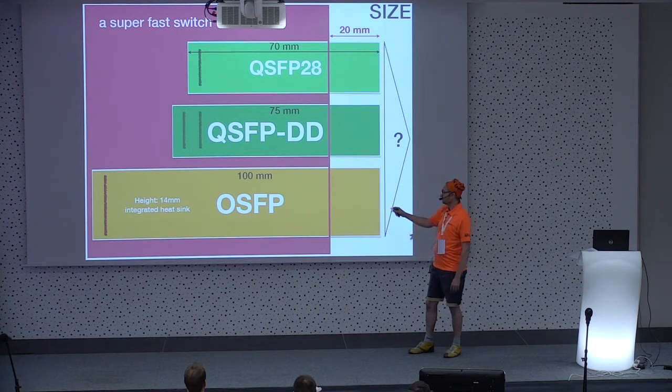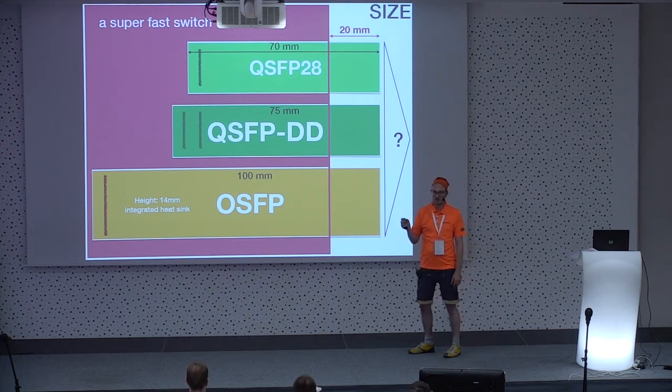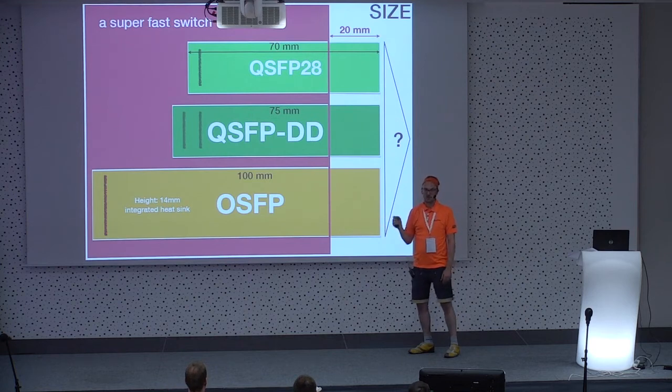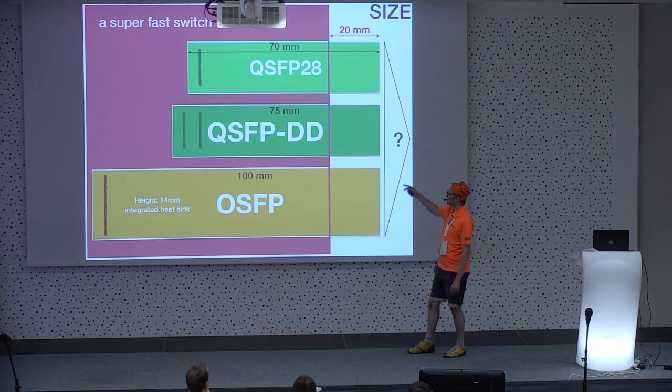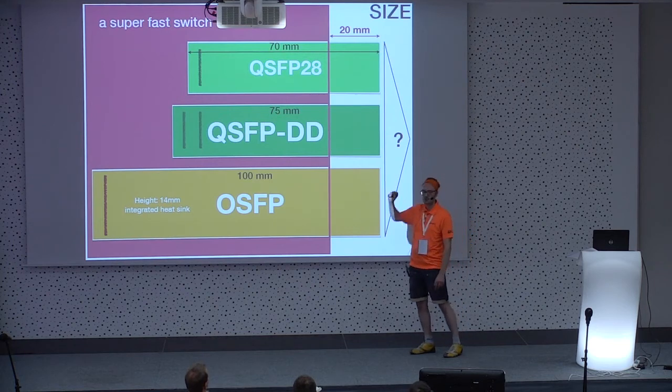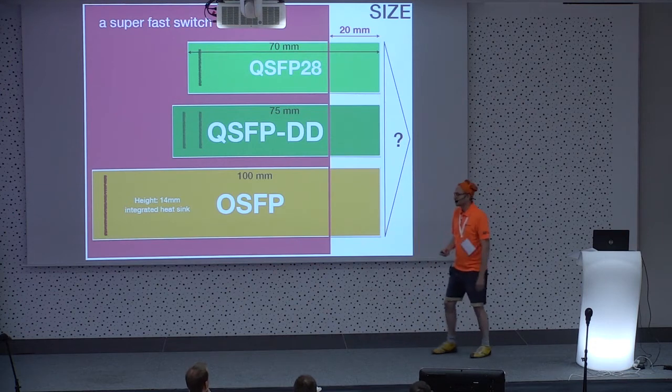For the OSFP, that's something different. It's a new form factor. It's bigger, and it also does 400 gig, but it has some interesting components in there, which I will show later on. It has an integrated heatsink, and that's really important for the power dissipation. And for sure, the sizing is bigger. The sizes I'm showing here are proportional, so the OSFP is way bigger than the QSFP-DD. Why do I mention the sizes?